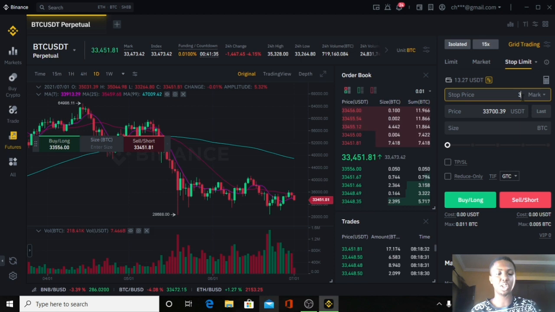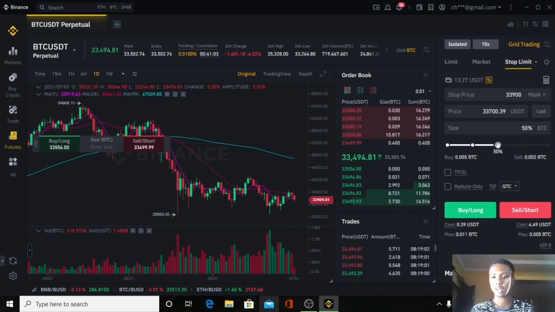So what you do is you just set, as far as you think, that 39 is a place that if it hits, we're going down further, and you want to set your entry price at 33.7. So I've already set my entry price at 33.7, right? Now I set my stop price, which will be the place where if it hits, it will activate my trade entry of 33.7. So I put in 33.9 here, and maybe I go in with, let's say, 50% of my whole account.